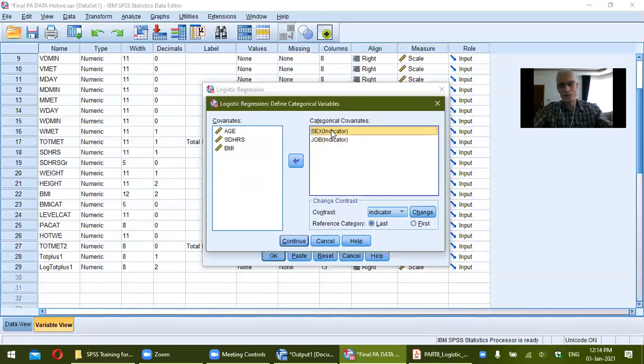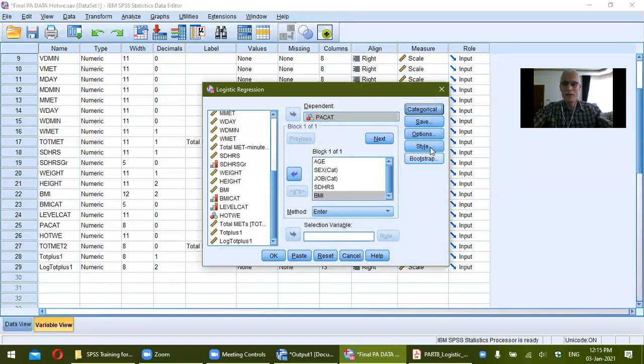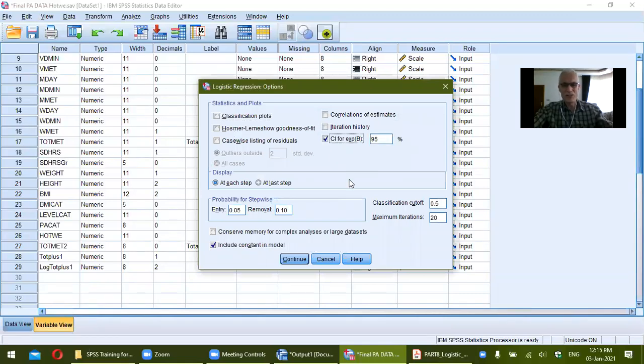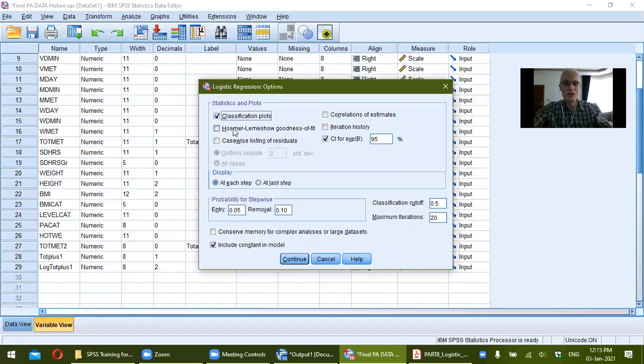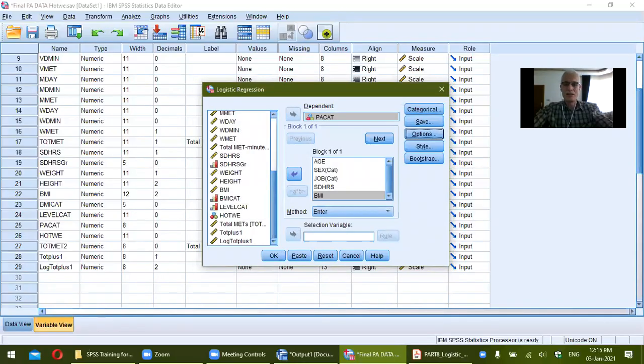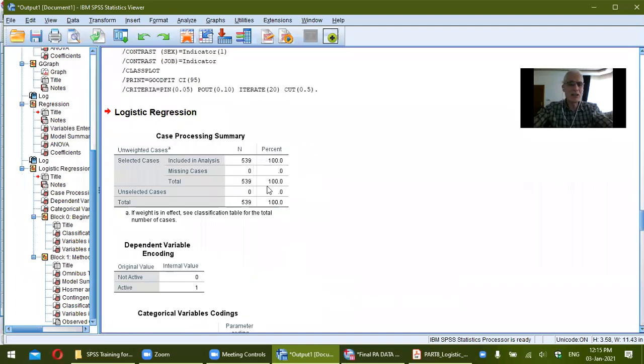I can make the indicator for sex male, for example, and see the result for the female. Now I will say continue. Probably I also want to see the confidence interval for the Exp(B), which is the odds ratio. Probably I want the classification plot. And this is the test for Hosmer. They have a book on logistic regression. Hosmer-Lemeshow goodness of fit test, you can put it here. Then we say okay.